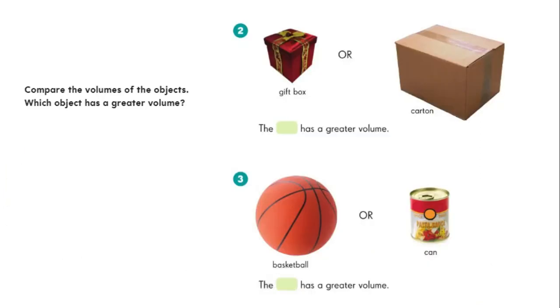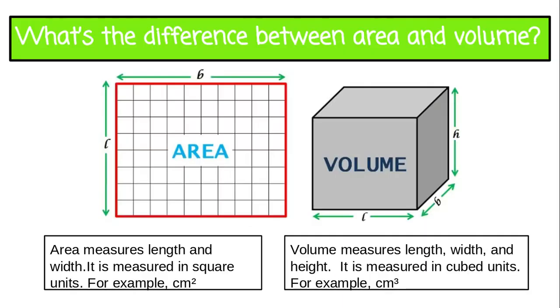Okay, let's take a look at a few objects and compare the volume. For number 2, I have a lovely gift box and a cardboard box. The cardboard box has greater volume, and we know that because it takes up more space. Number 3, the basketball has greater volume than the can because it takes up more space.